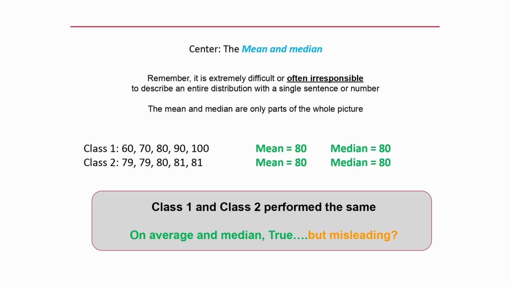Yes, by the center, they did the same. Yes, by shape, they did the same. Even by outlier standards, there's none that really stand apart from their distribution. So if all of those are the same for both classes, what's different here? The answer is the very last letter in SOCS, spread.